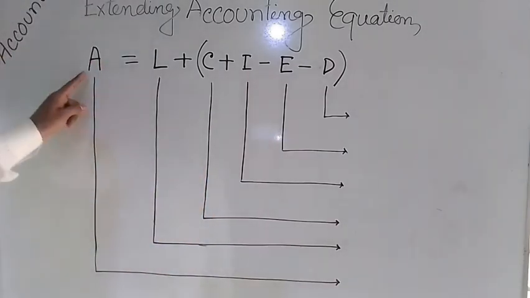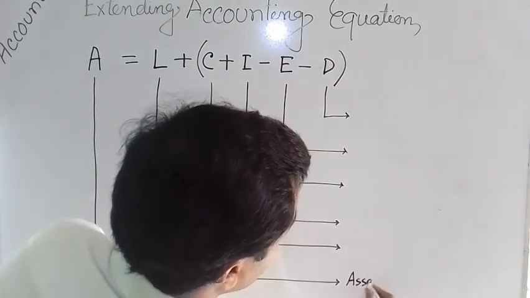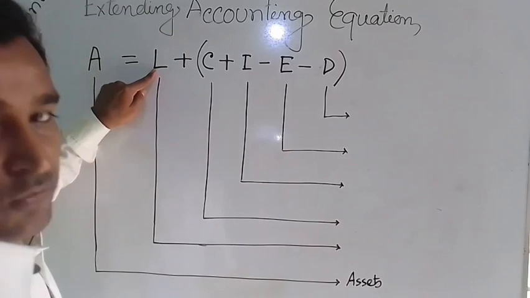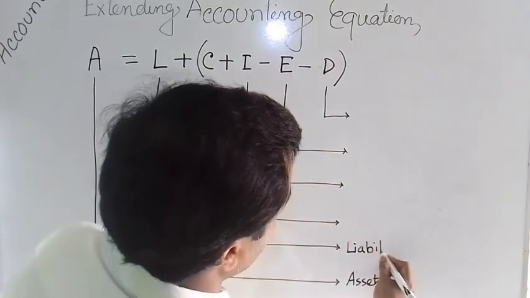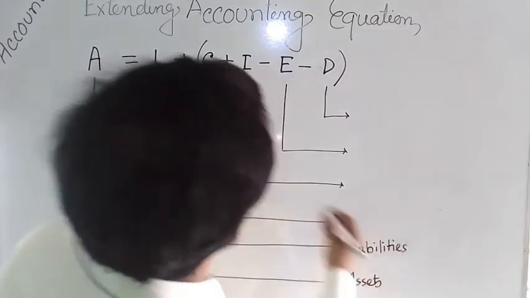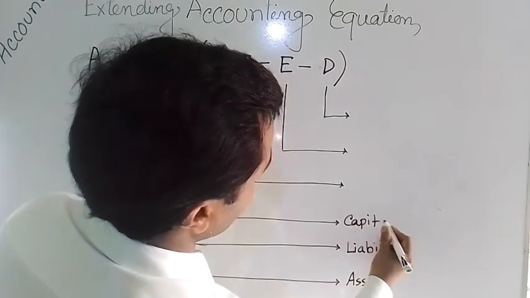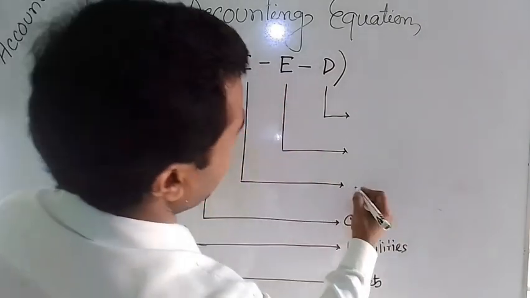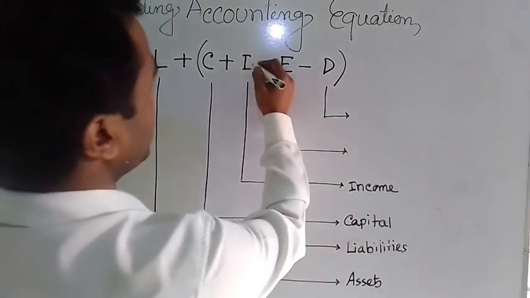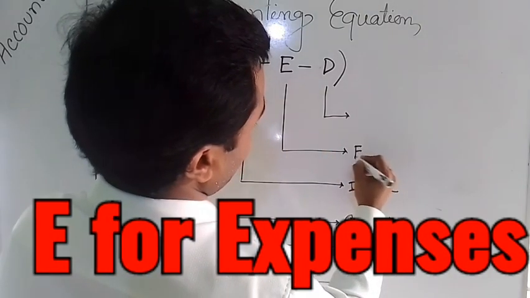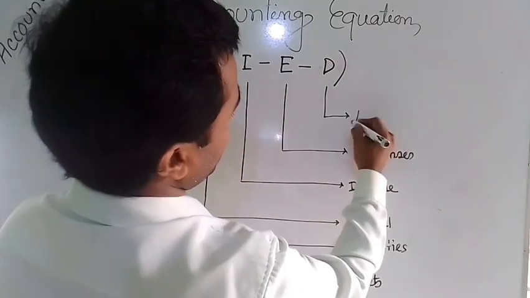So at first, A for assets. L for liabilities. C for capital. I for income or revenue. E for expense. And D for drawing.